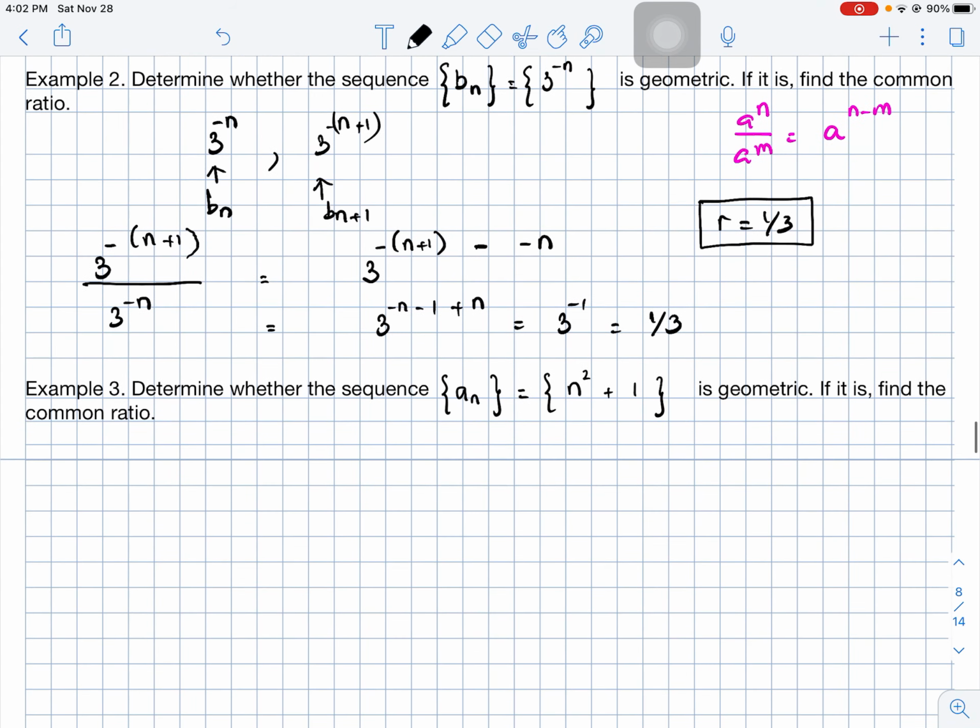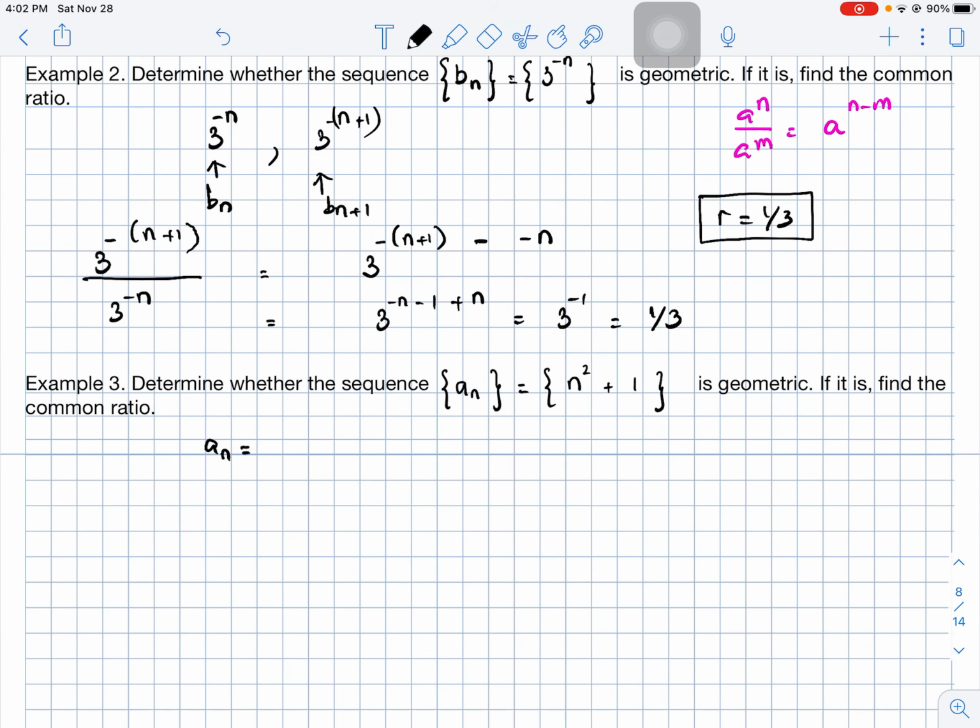Example number 3 is similar to example number 2. This is your a n equal to n squared plus 1. What if we move on to the next term? Then you will plug in n plus 1 into the n location. And then to find the ratio, we will divide. We take the one in the back, divided by the one in the front. And what do we expect the answer to be? The answer that we want to see is a number.